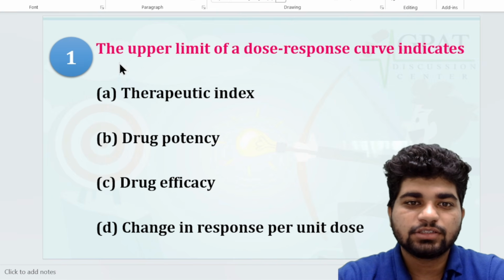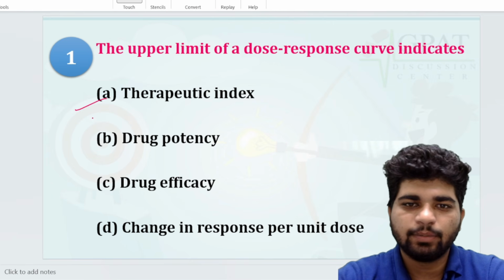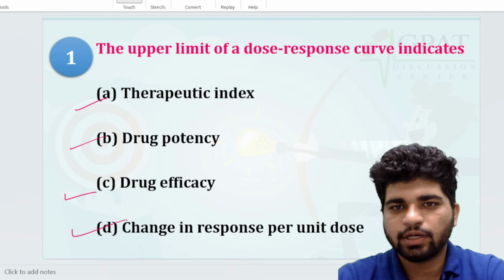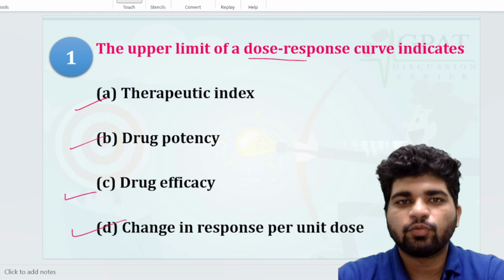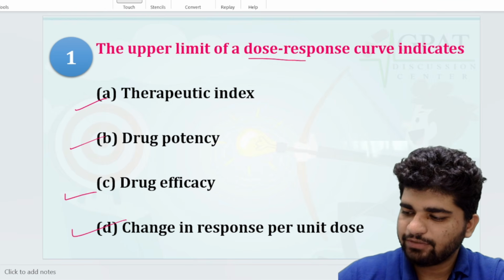So that's the first question, which says: upper limit of dose response curve indicates what? Is it your therapeutic index, drug potency, drug efficacy, or change in response per unit? Right. So dose response curve. What is dose response curve? Let's understand that one.